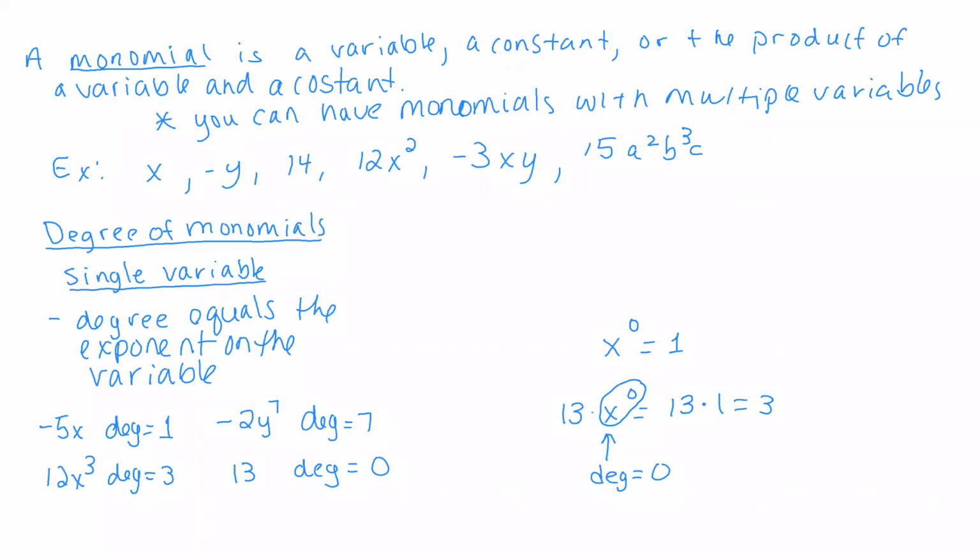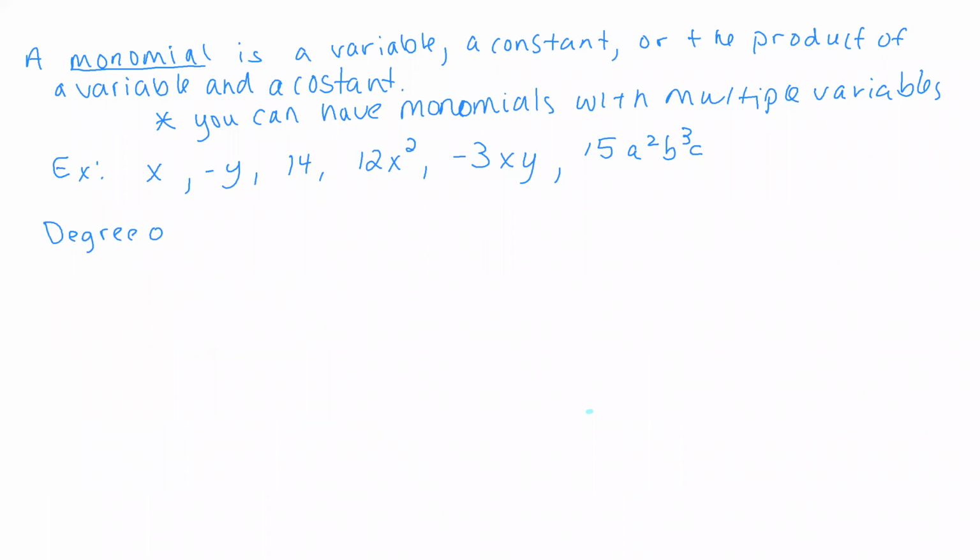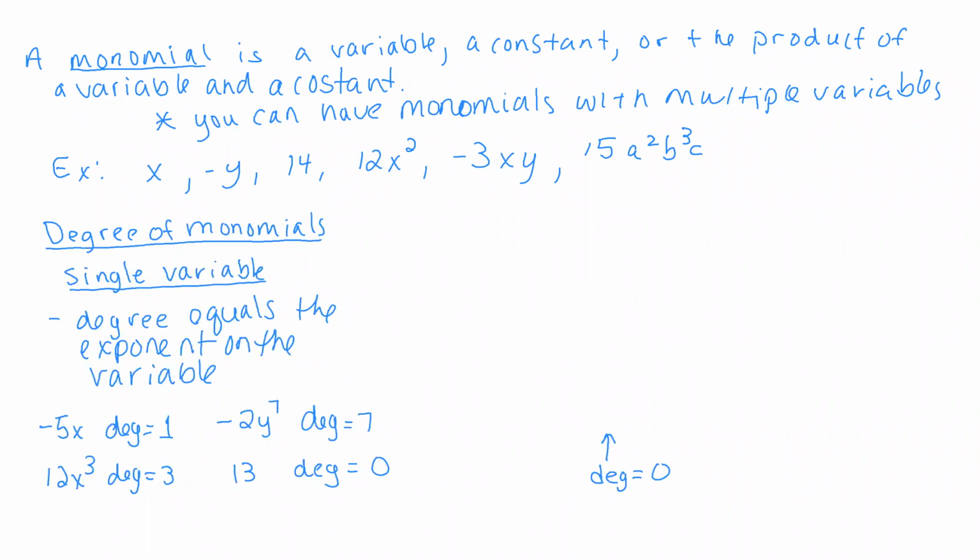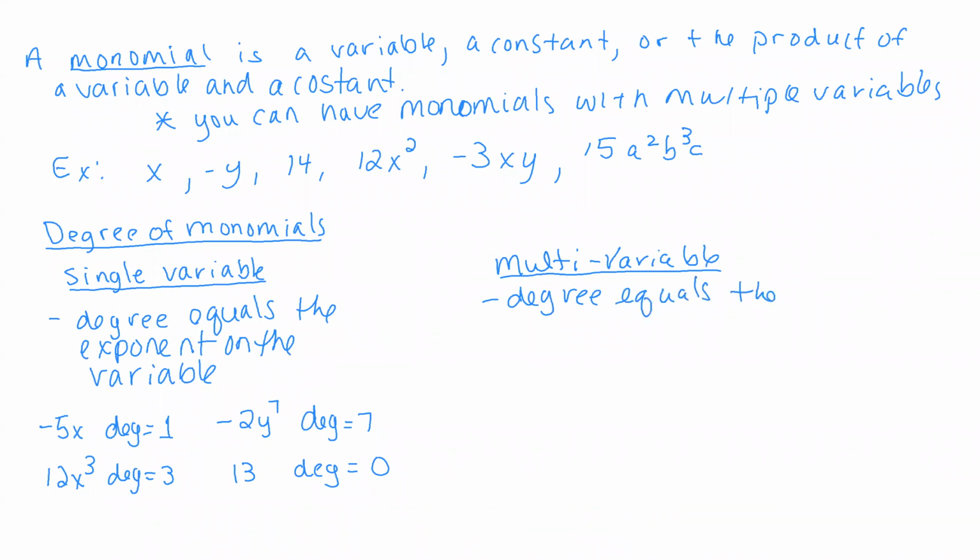Okay, so I'm going to erase this side work over here, and we're going to talk about what happens if you have a monomial with more than one variable. How would you determine the degree? So if you have a multivariable monomial, the degree equals the sum of the exponents on the variables.